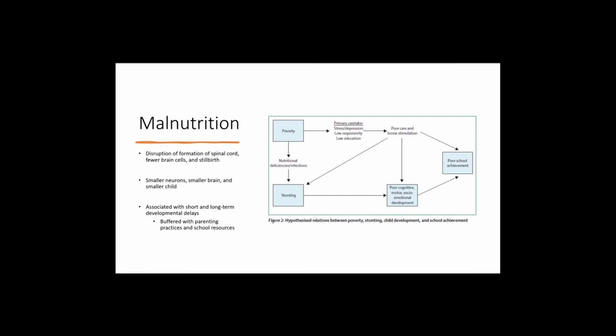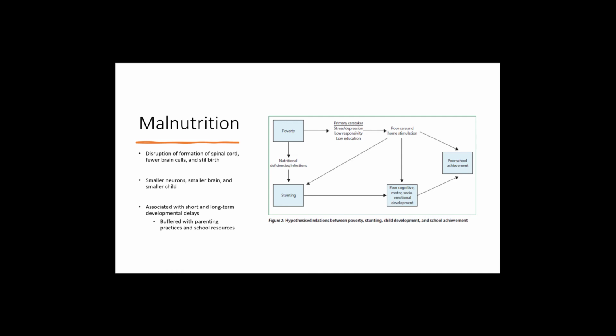Malnutrition, disruption of formation of spinal cord, smaller neurons, smaller brain, smaller child, associated with short-term and long-term development delays. I just grabbed this figure off an article, but kind of an idea of how these systems interact. Buffered with parenting practices and school resources.